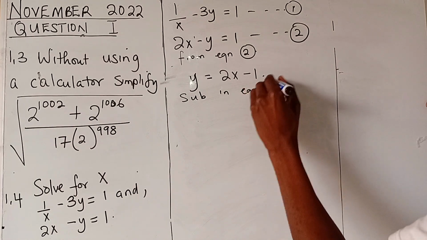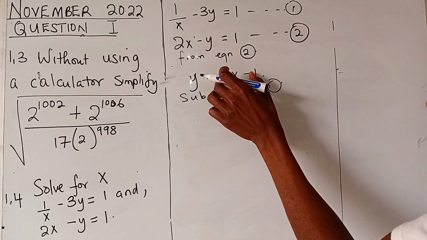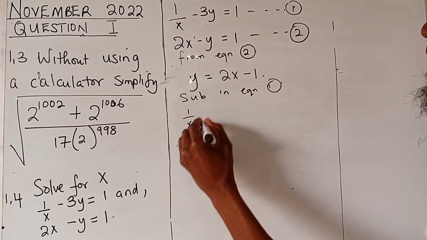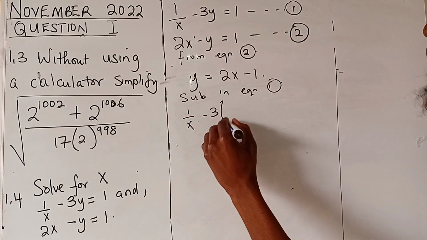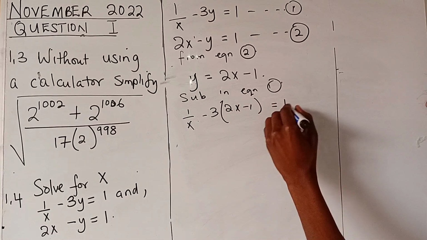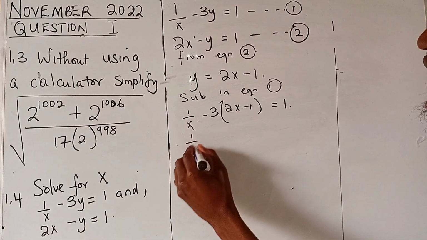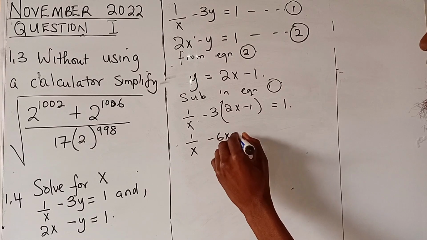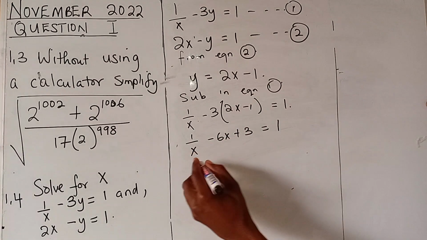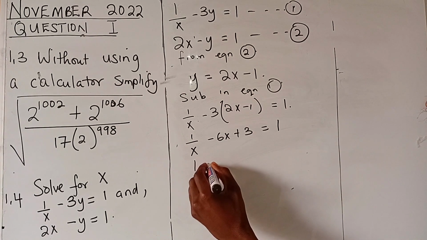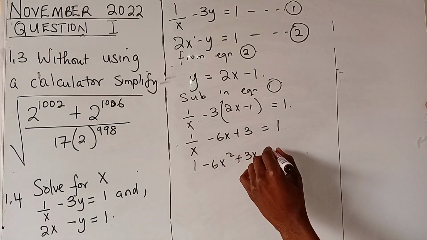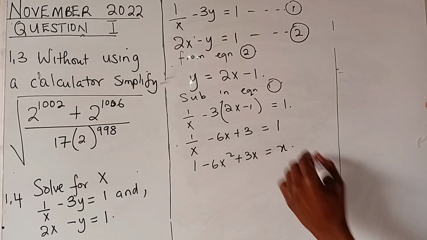equation 1. So where there is y, we are going to put 2x minus 1, meaning that we are going to have 1 over x minus 3 bracket 2x minus 1 is equal to 1. So we are going to have 1 over x minus 6x plus 3 is equal to 1. Then we can multiply everything by x. We are going to have 1 minus 6x squared plus 3x is equal to x.